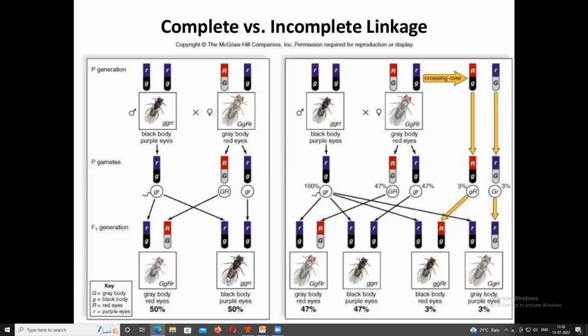Crossing over and linkage are discussed. You will get questions from this. What types of linkage are there? Complete linkage and incomplete linkage. In this complete linkage, we have taken these two parental combinations.